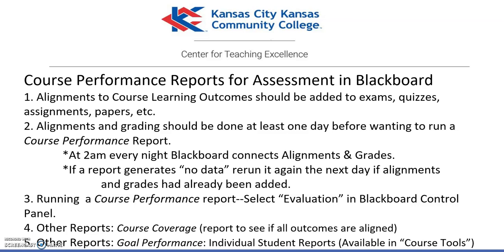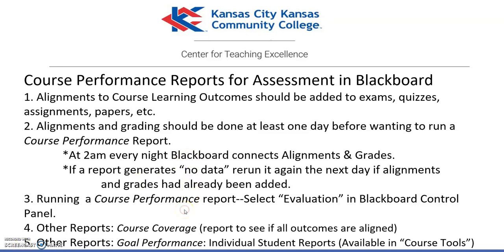The other report that might be of interest to you is called a goal performance report. That is a report that gives you data by individual student performance in the class. So each student has their own goal performance report. And students can run and have access to that report themselves. It automatically comes in every Blackboard course shell under course reports, so students can run their own goal performance report, as can the instructor.